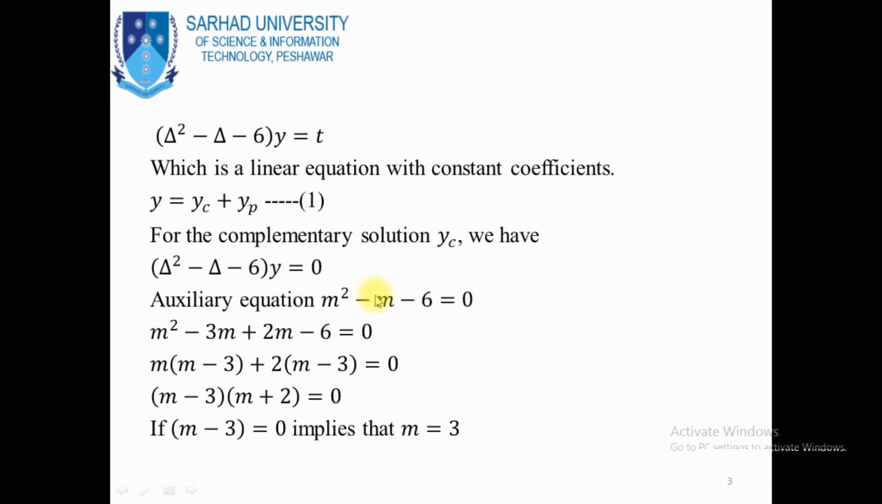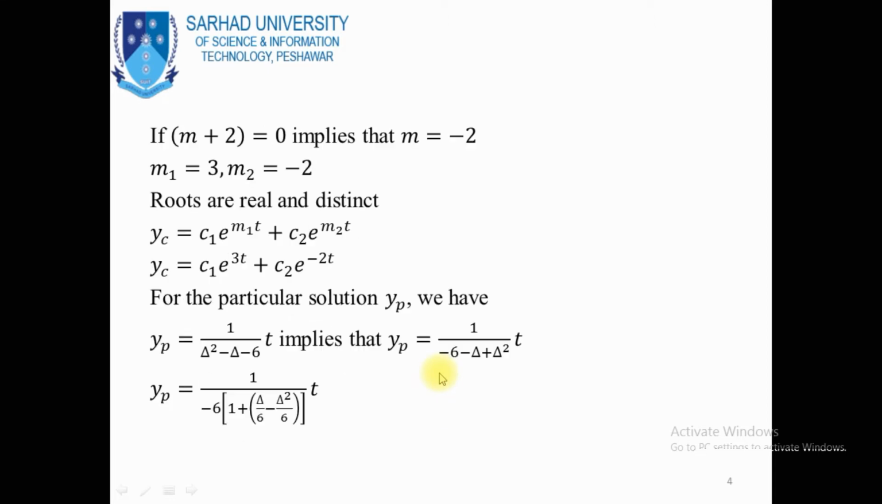Now the complementary solution depends on the nature of the roots of this polynomial. To find the roots of this polynomial by using factorization by sum and product, m square minus 3m plus 2m minus 6 is equal to 0. Taking common m, we obtain m into m minus 3. Now taking common 2 from these two terms, 2 into m minus 3 is equal to 0. And now we can write m minus 3 into m plus 2 is equal to 0. m minus 3 is equal to 0 means m is equal to 3, and m plus 2 is equal to 0 means m is equal to minus 2. So we have two real and different roots.